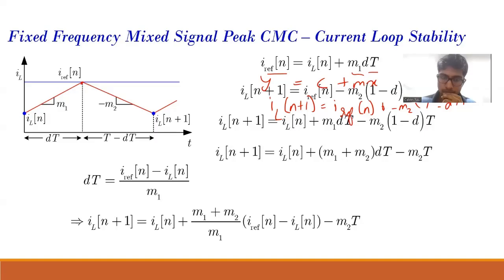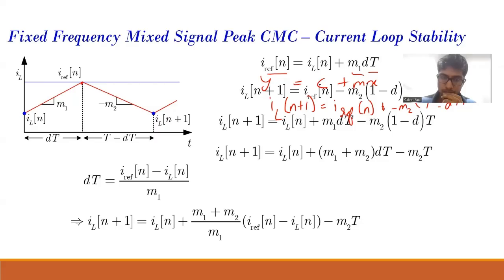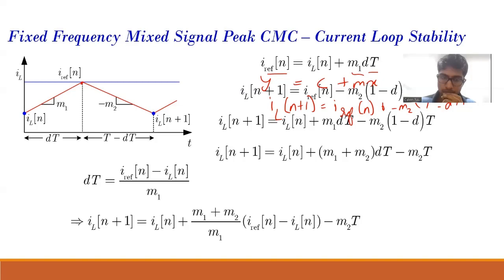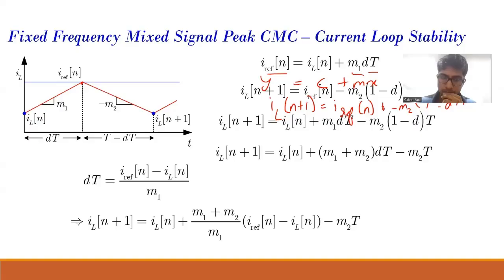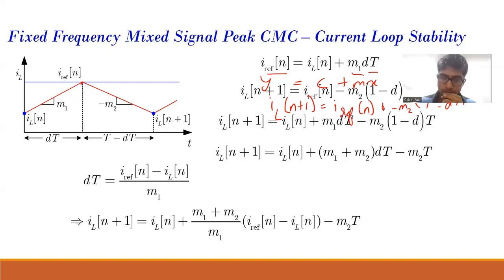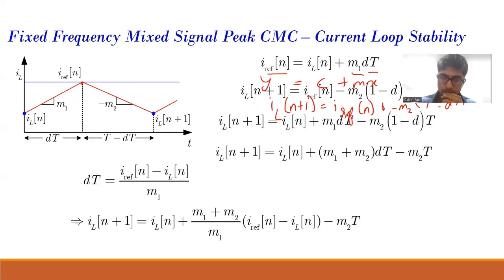If I perturb it, what all can I perturb? I assume M1, M2 to be fixed. T is also fixed because it is a fixed time period. So what can be changed? This can change and this can change. So my effective change over here is equal to IL perturb of N plus M1 plus M2 divided by M1 into I reference of N perturb minus IL perturb of N. And this minus M2 into T, when I perturb it, is 0, because it is a fixed value, right?